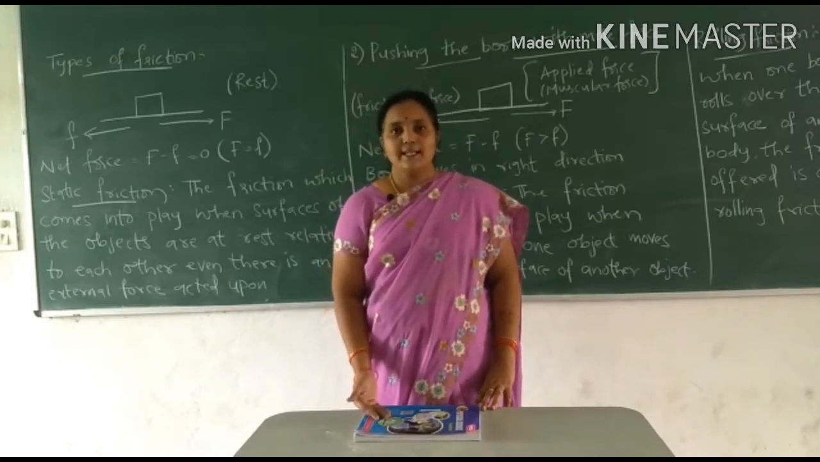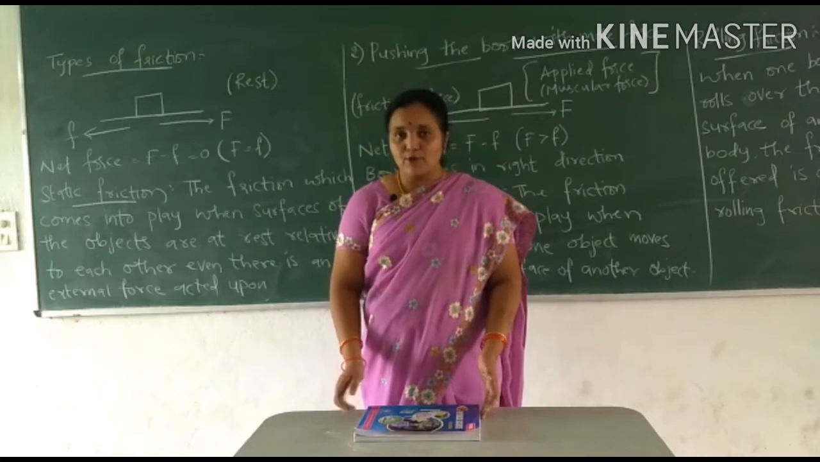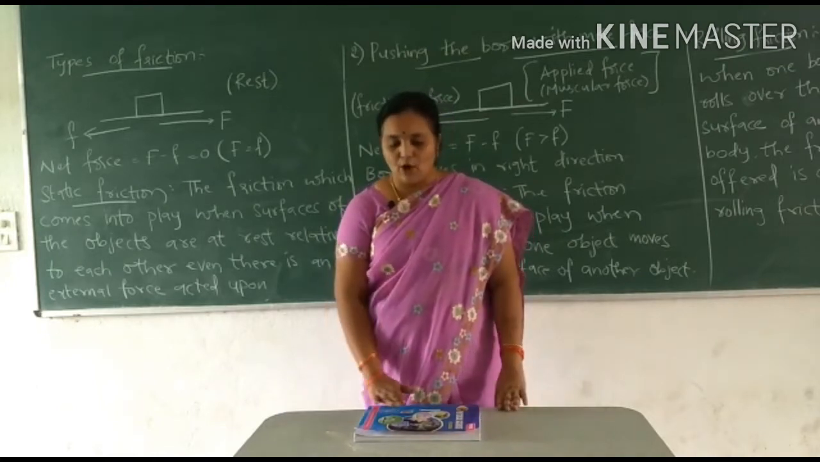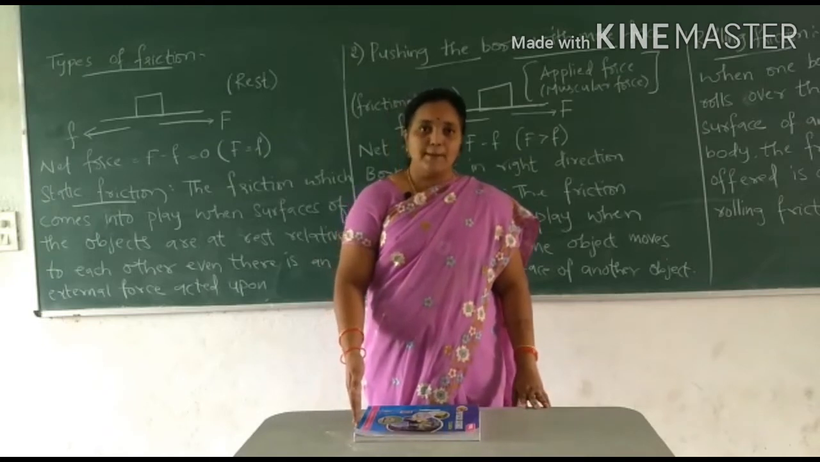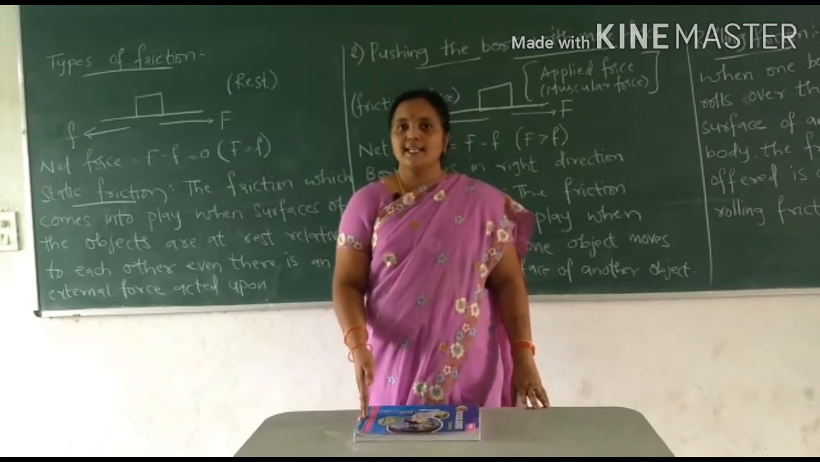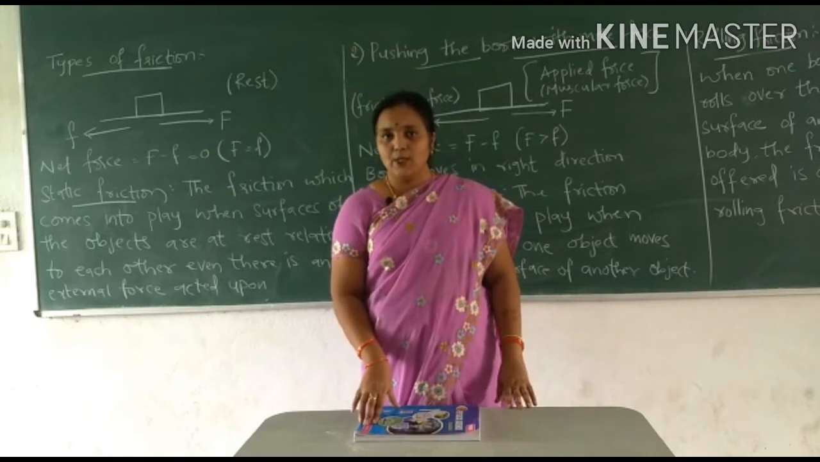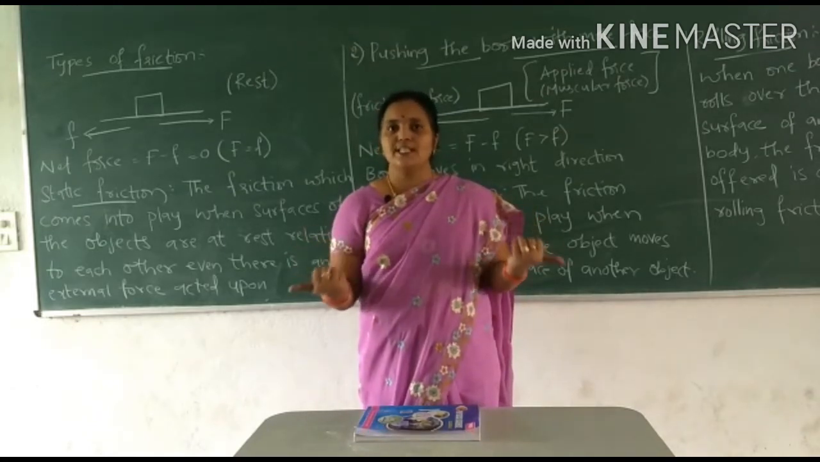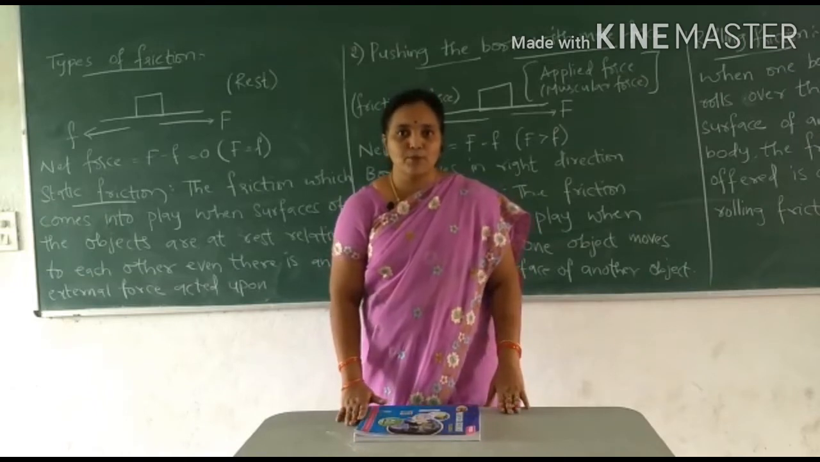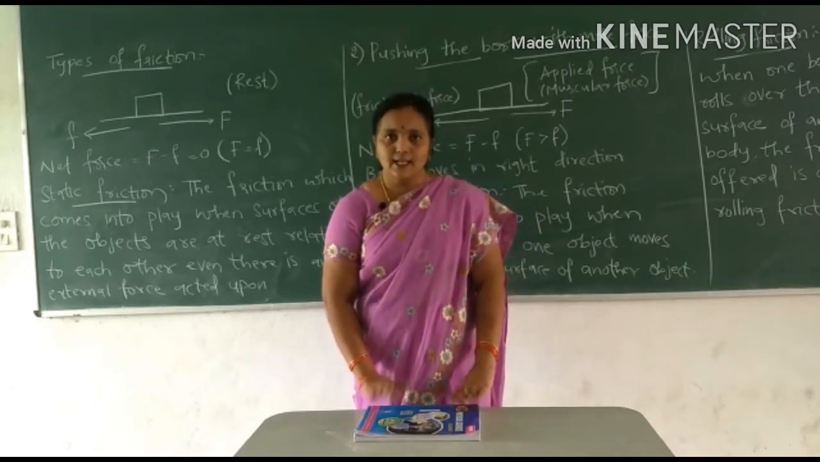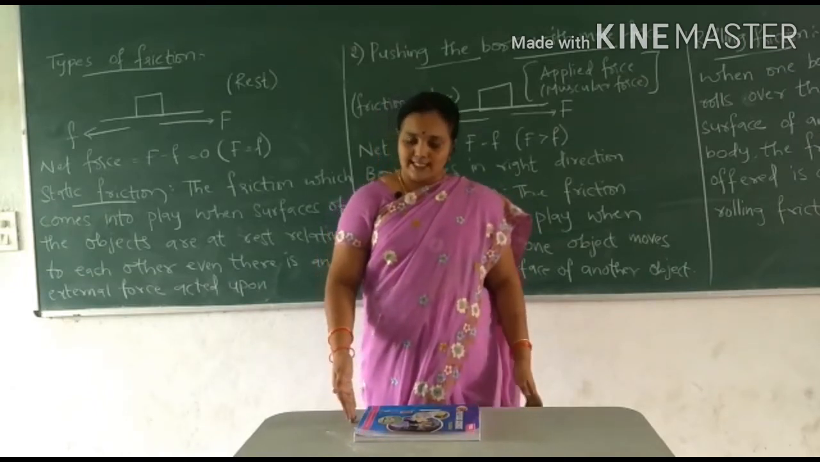The reason behind it is that the frictional force which is applied by the surface on the book is equal to the force which I applied, the muscular force. As both forces are equal and in the opposite direction, the net force is 0. That is the reason the book is not moving. It is at the rest position. Now we will see the other situation.